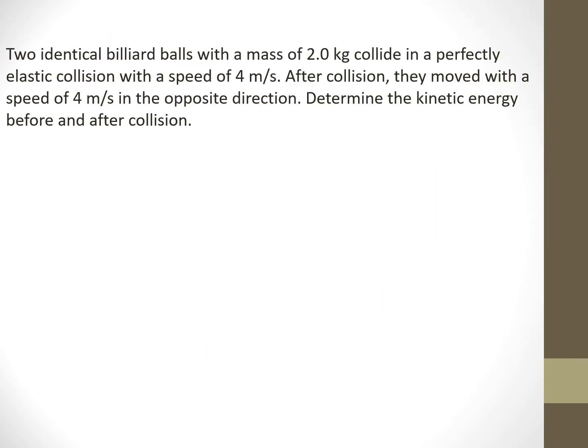Now let us try to determine the kinetic energy before and after collision in this given problem. Two identical billiard balls with a mass of 2.0 kg collide in a perfectly elastic collision with a speed of 4 meters per second. After collision, they moved with a speed of 4 meters per second in the opposite direction. Determine the kinetic energy before and after collision. When you were in grade 8, we discussed that the kinetic energy can be computed using the equation 1/2 mv squared, wherein m is the mass and v is the speed or the velocity.